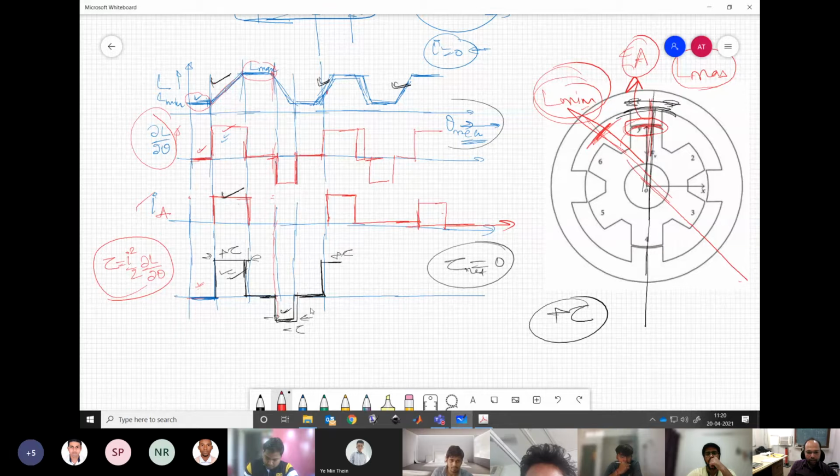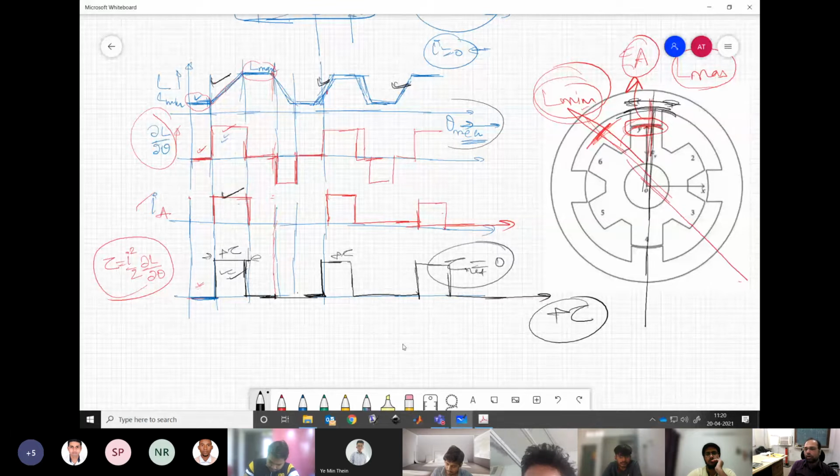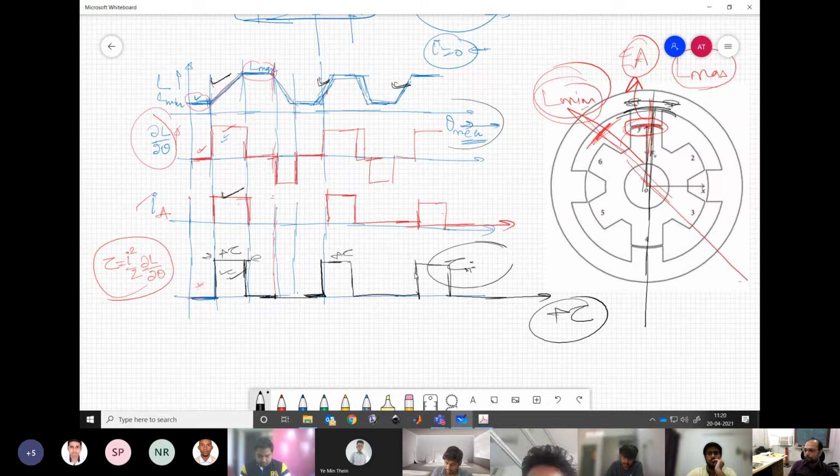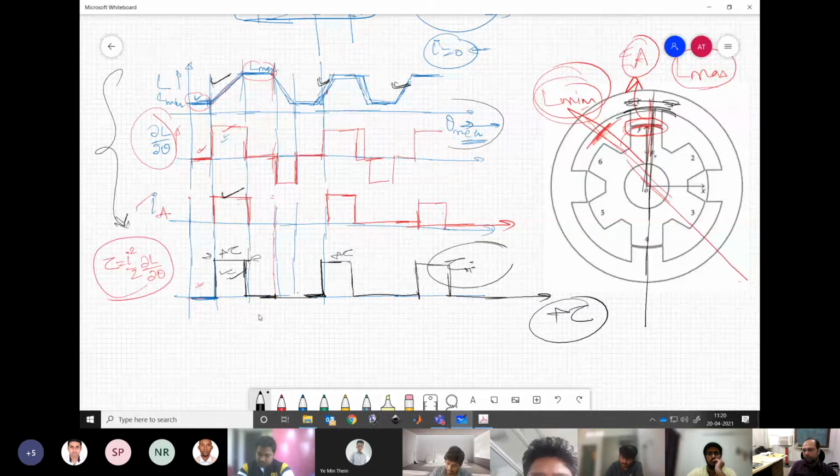Then there will be net resultant positive torque, and it will not oscillate. So it will be positive here, then after some time it will be positive here, and so on. Then there will be some net resultant torque. It will not be 0. Understanding my point? Is that clear? So this is how we operate our reluctance motor.